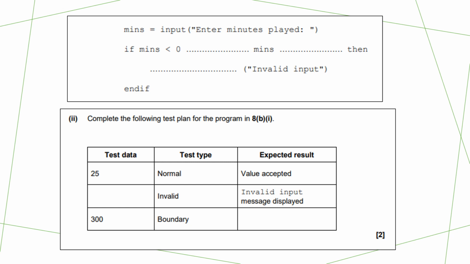The expected result should be quite clear as to what is going to be output. It's only going to be either accepted or invalid, so you need to decide which that would be. Have a little go, pause the video because we're going to check the mark scheme now.